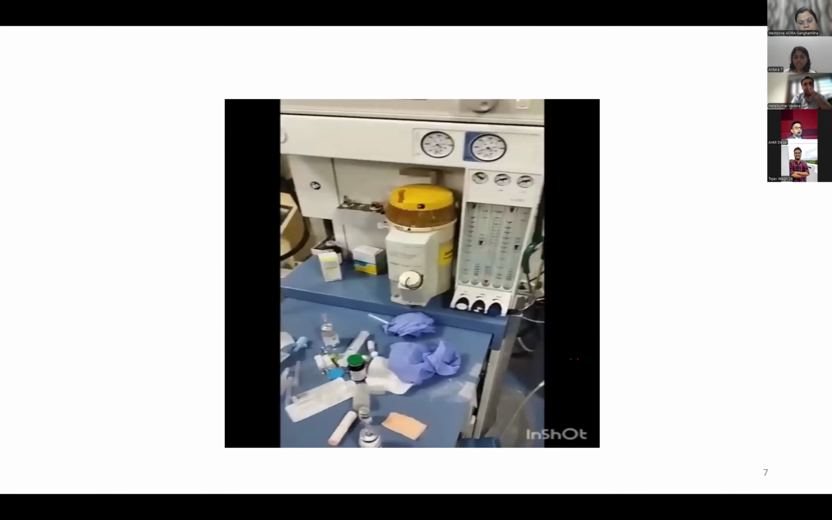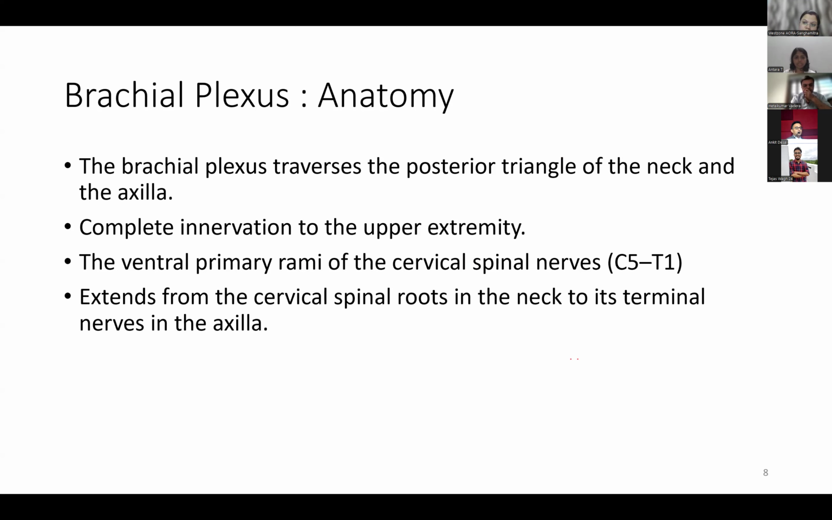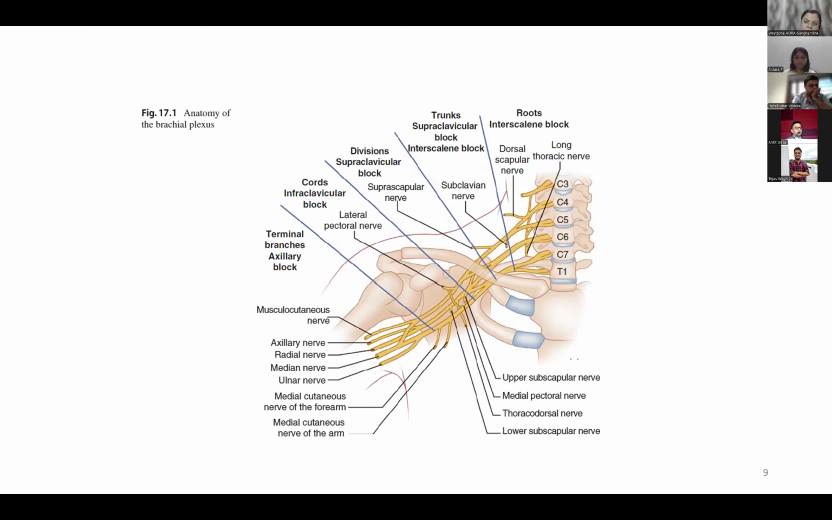So we'll see the different sites and locations at which the brachial plexus can be blocked. Before that, we'll briefly discuss the anatomy of the brachial plexus. The brachial plexus traverses the posterior triangle of the neck and the axilla. It provides complete innervation to the upper extremity, and it originates from the ventral primary rami of the fifth cervical spinal nerve to the first thoracic spinal nerve. It extends from the cervical spinal roots in the neck to its terminal nerves in the axilla.